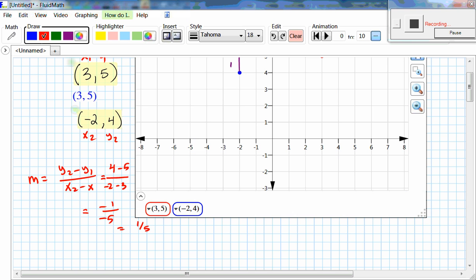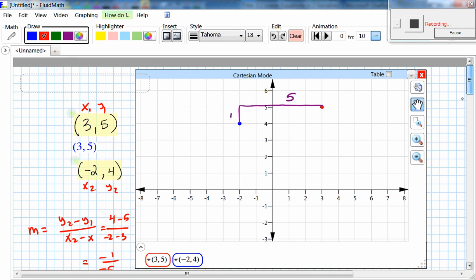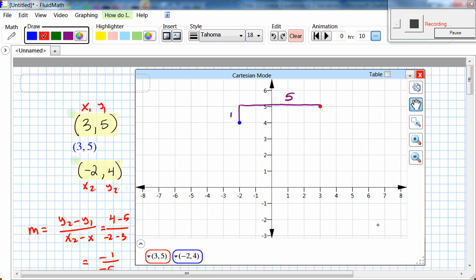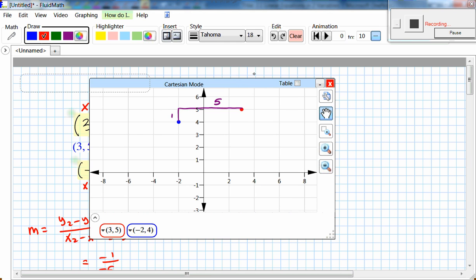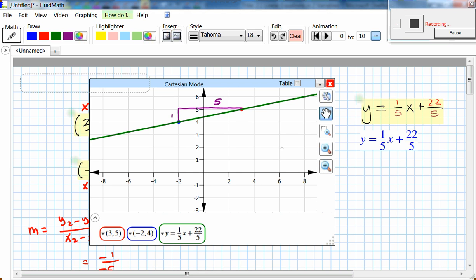Let's see if that's the right equation. So let's make that a little bit smaller. All right, what was the equation that we came up with? Y is equal to 1 over 5 x plus 22 over 5. Okay, do I have that written down right? Did it capture it all? So if we did this right, we put this graph it should be a line that goes through those 2 points. Is that true? Yeah. All right, let's see.